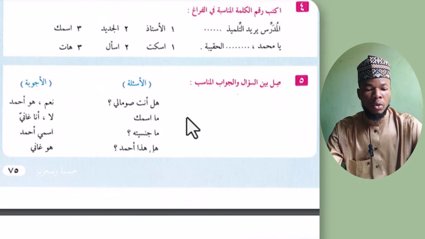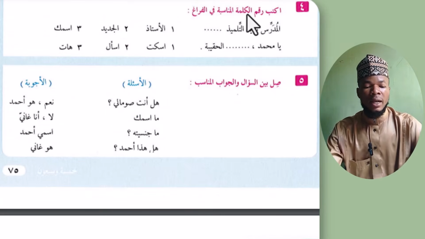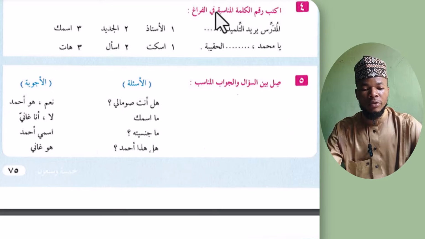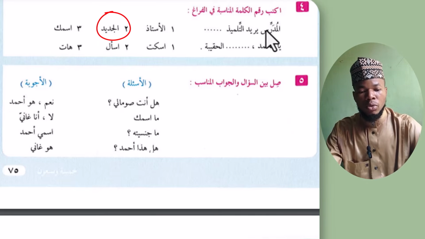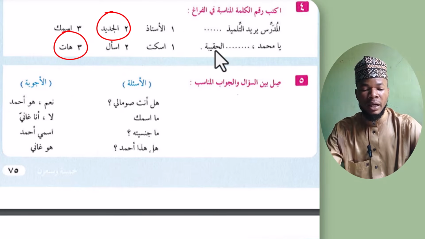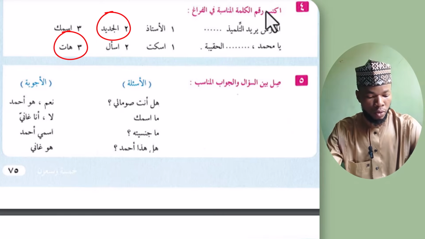So the next one we have uktub raqm al-kalimati al-munasiba. Write the number of the suitable word fil firagh, in the blank space. So here we have al-mudarrisu yuridu tilmidha, the teacher wants the students. So here you complete this with one of these options. So the most suitable one is al-jadid. Al-mudarrisu yuridu tilmidha al-jadida, the teacher wants the new students. Ya Muhammadu, O Muhammad. Here we have uskut, is'al, and hat. Hatil haqibata, bring the bag. So that is how to do that exercise.